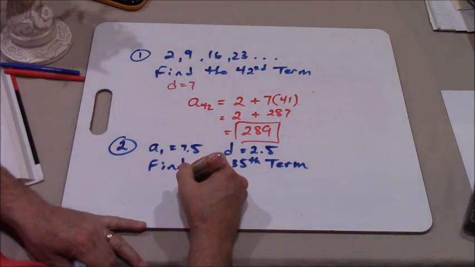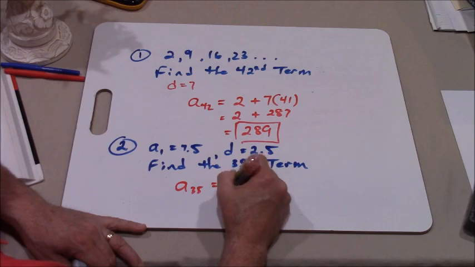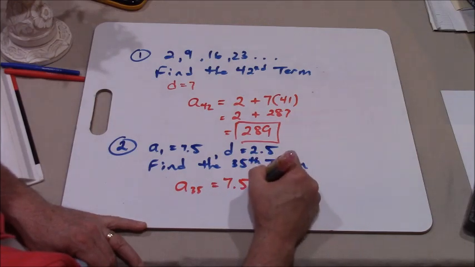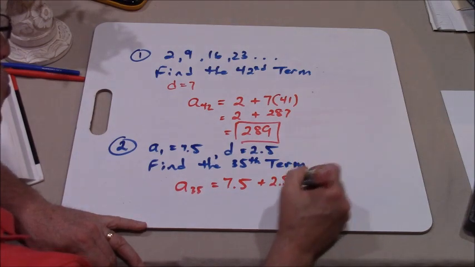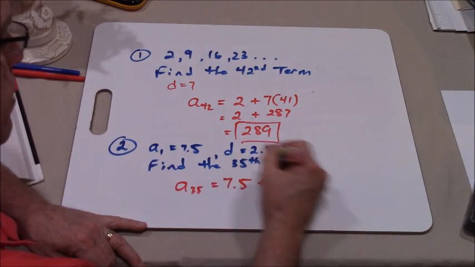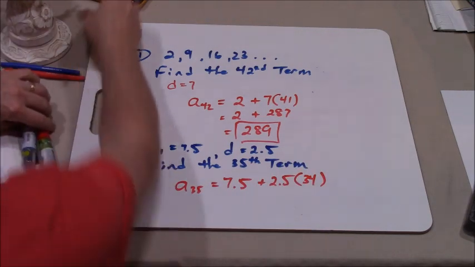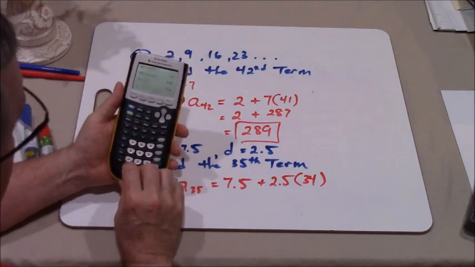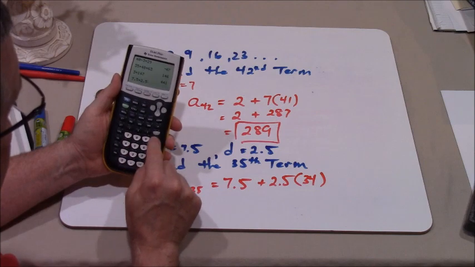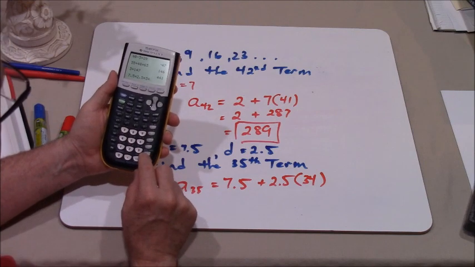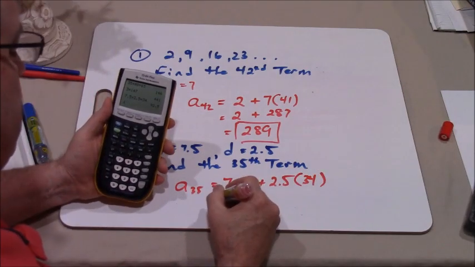All right, so using the formula, a sub 35 is going to be the first term, which is 7.5, plus 2.5. And I want to add 1 less than the term I'm looking for, or multiply by 1 less. So 34. And so if I punch that into my calculator, I've got 7.5 plus 2.5 times 34. And 92.5, that's our answer.